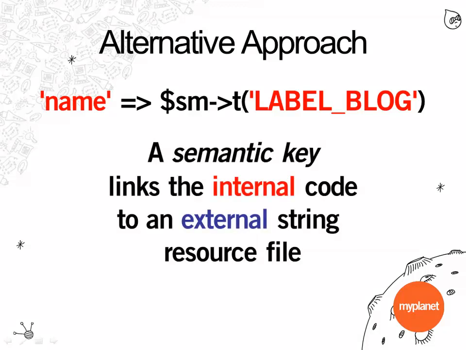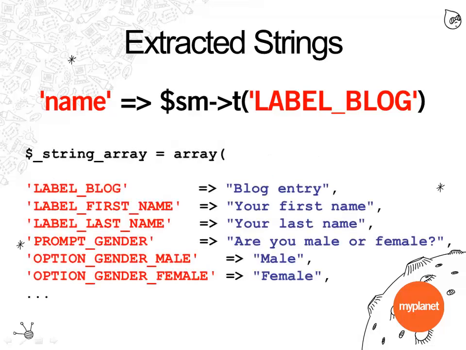What I mean by semantic keys is that they do two things. They describe the usage context for this string, and they link the internal code to an external file. In our case, we used a file where the strings are actually defined. So we produce something like this. What I mean by semantic is that you can tell when it says label underscore blog that it's probably a label, and it probably has something to do with blog. You don't have to really guess too much of that. And therefore, it's not a big surprise to see the blue words "blog entry" associated with that.